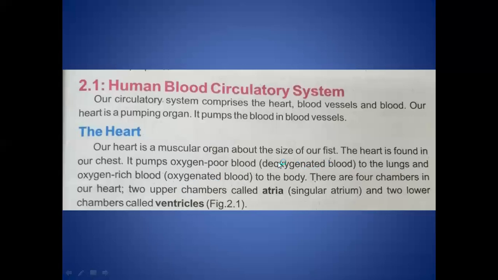How many chambers are there in a heart? There are four chambers in our heart, two upper chambers and two lower chambers. The two upper chambers are called atria, and the two lower chambers are called ventricles. One is an atrium, because the singular is atrium, and two are called atria.